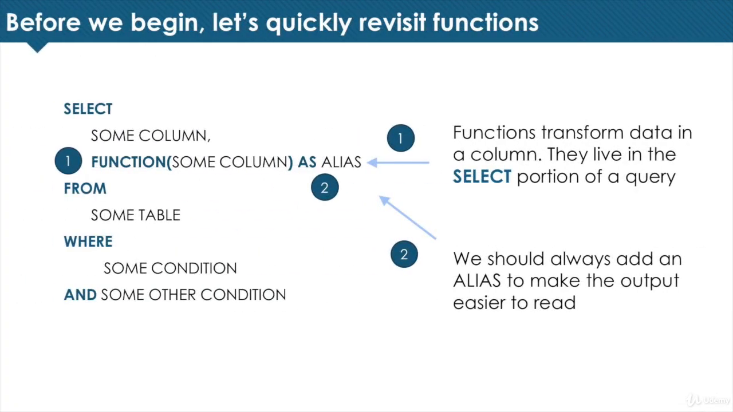So before we dive in, let's quickly revisit functions. If we recall from our previous lessons, functions transform data in a column and always reside in the select portion of the query. Essentially, the way we tell SQL to do this is by first putting the function's name followed by open brackets. Then inside the brackets, we typically include the column name for the data we want to transform, and then we close the brackets. Lastly, we usually want to add an alias since our functions create a new column in our output, and having an alias makes the output easier to read.